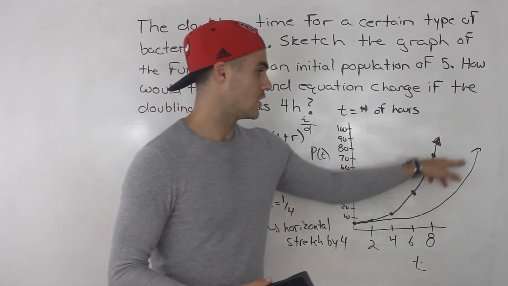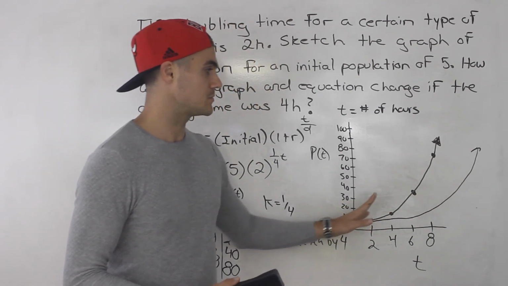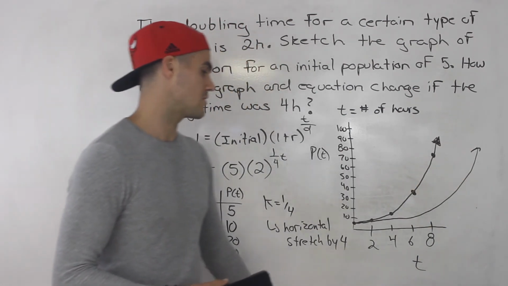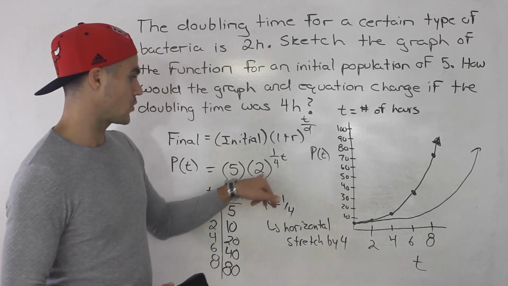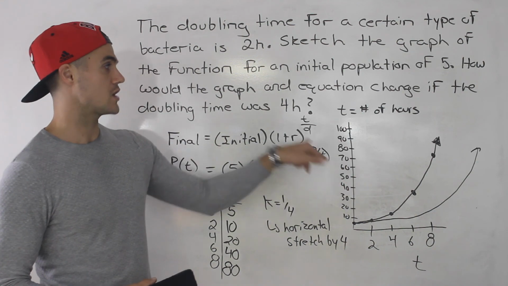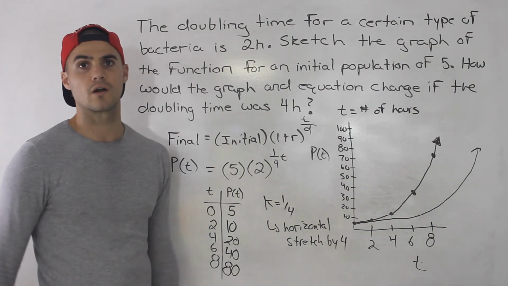So the graph would look something like this. It would be a little bit more stretched out to the right, right? So that's how the equation would change. That's how the graph would change if the doubling time was 4 hours.